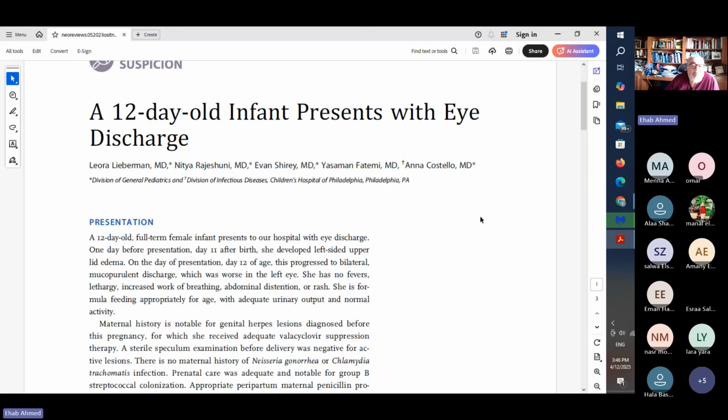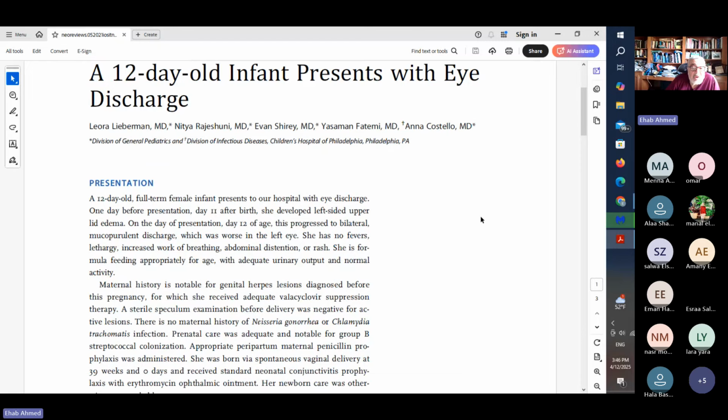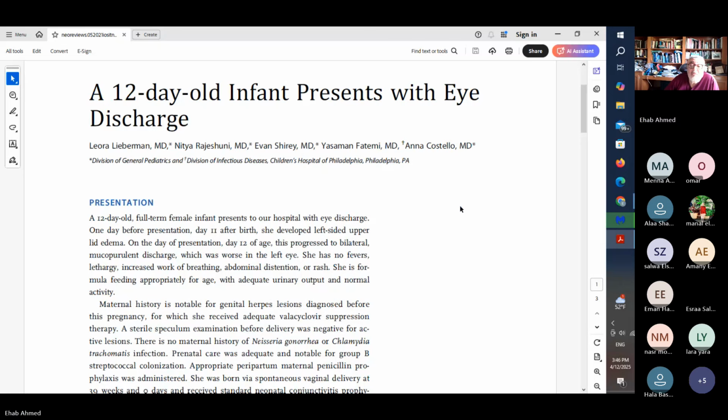And what are the differential diagnoses of ophthalmia neonatorum or purulent eye discharge in the newborn baby? What is your differential? Somebody mentioned something about chlamydia. And we are going to discuss how chlamydia presents and how you can treat chlamydia. What else?